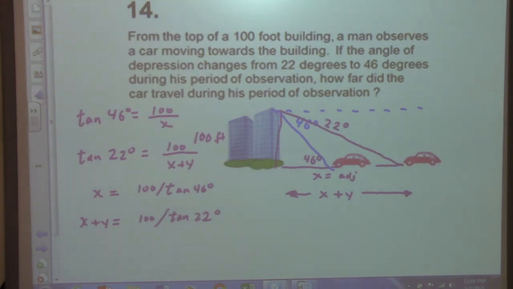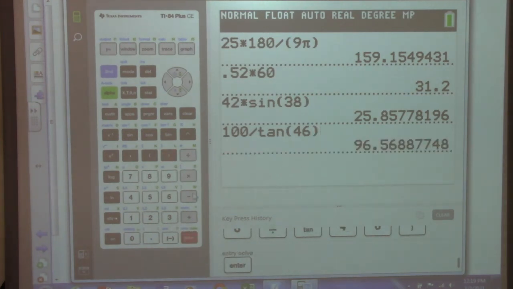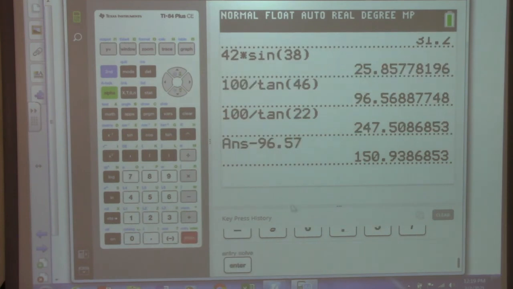So 100 over tangent 46 degrees. And then you have 100 over tangent 22 degrees. So your answer is going to be the difference between these two. So you get this answer here minus 96.57, I'll say. So 150.9 feet about, is that right?